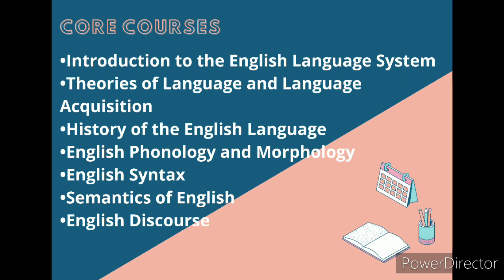History of the English Language. This course explains the external and internal histories of the English language. External histories include historical, political, and cultural forces, and internal histories include changes in the language features. English Phonology and Morphology. The course deals with the study of patterns and systems of sounds and the structure and formation of words in the English language.